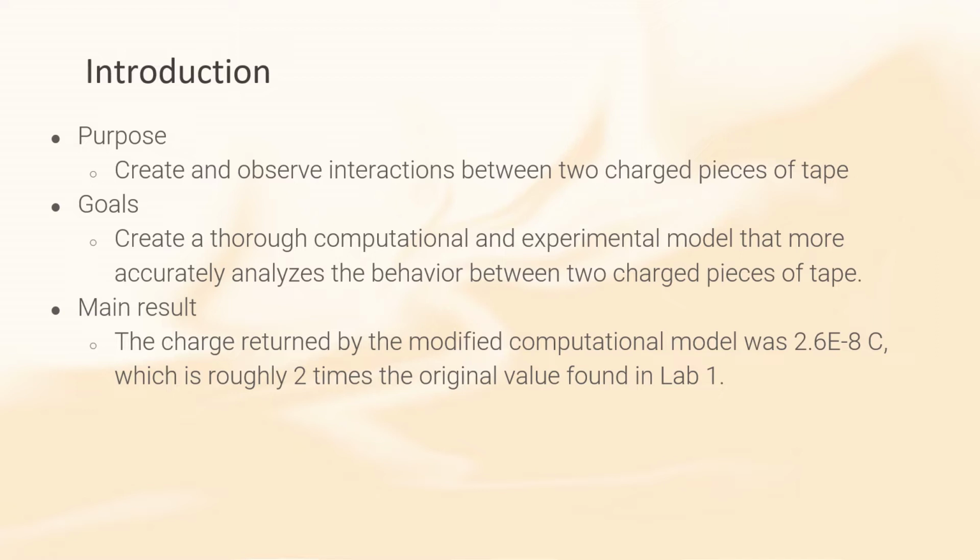And then the overview of the main result for this experiment was the charge found by the modified computational model was 2.6 times 10 to the negative 8 coulombs, which is about 2 times the original value that we found in Lab 1.